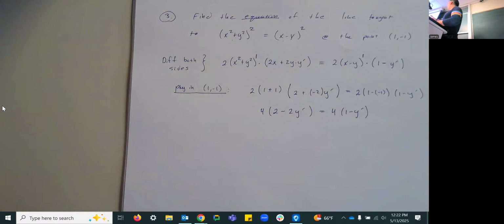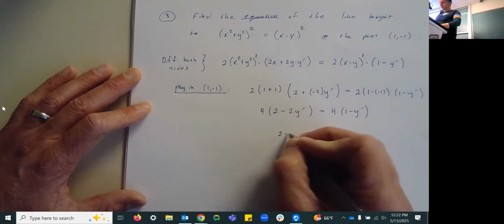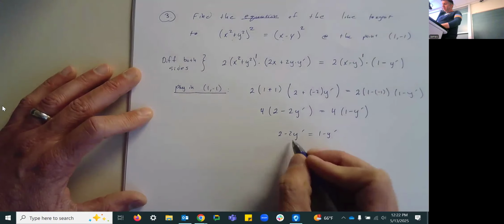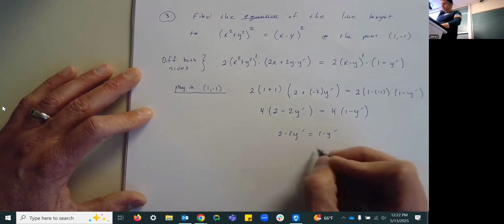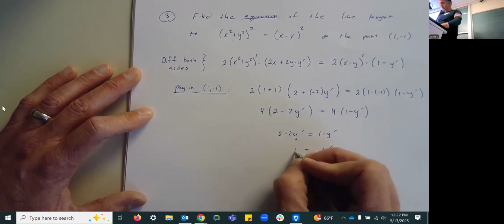And instead of distributing the 4 on each side, although we could do it that way, we could also divide both sides by 4. Equally good. So divide both sides by 4. You get 2 minus 2y prime equals 1 minus y prime. Add 2y prime to the right-hand side, so I get a positive y prime on the right-hand side. Subtract 1 from the left-hand side. 2 minus 1 is 1.